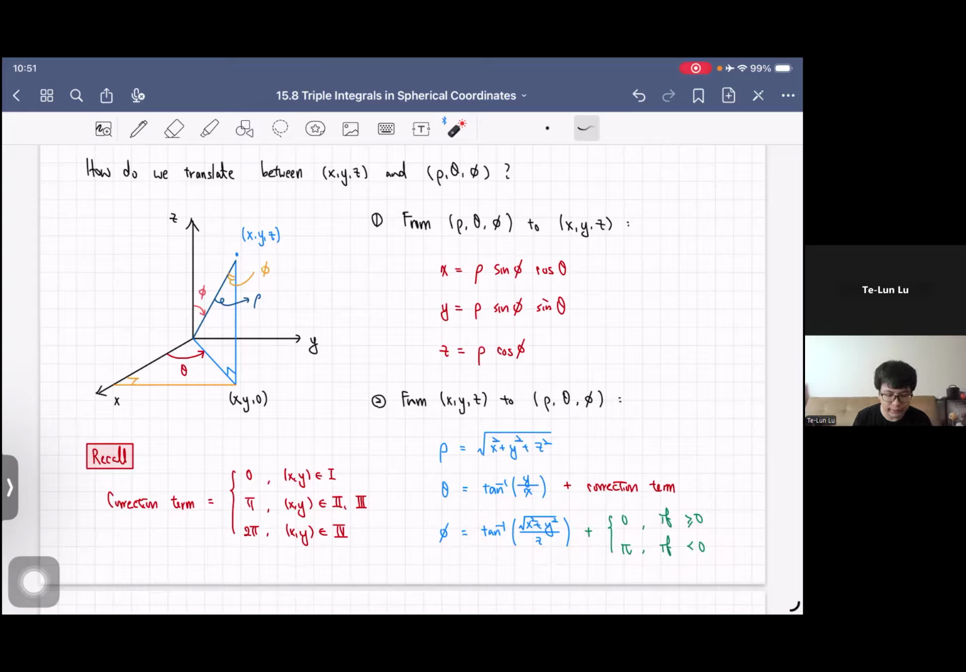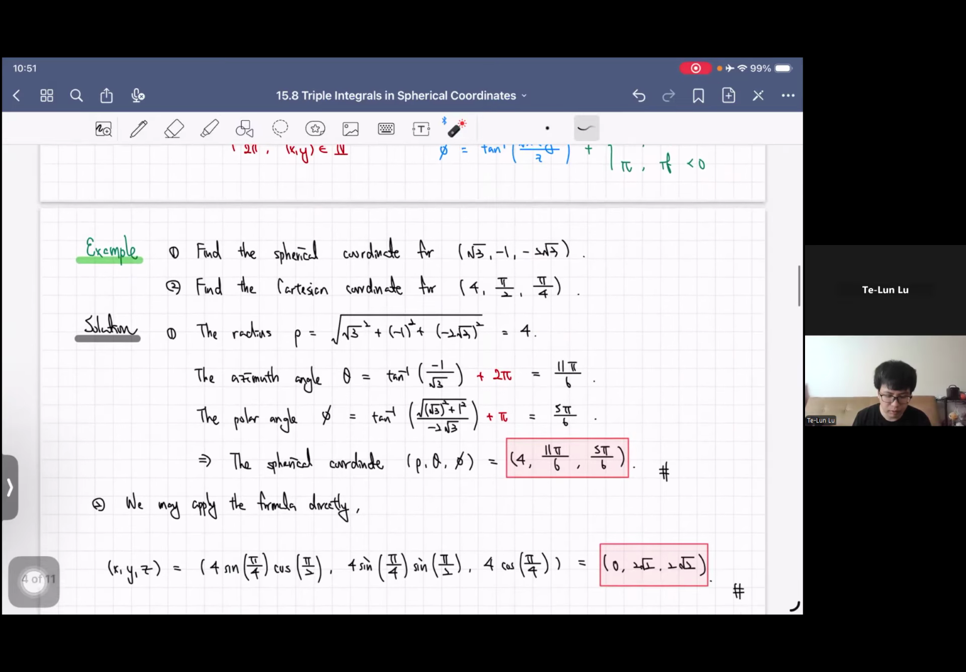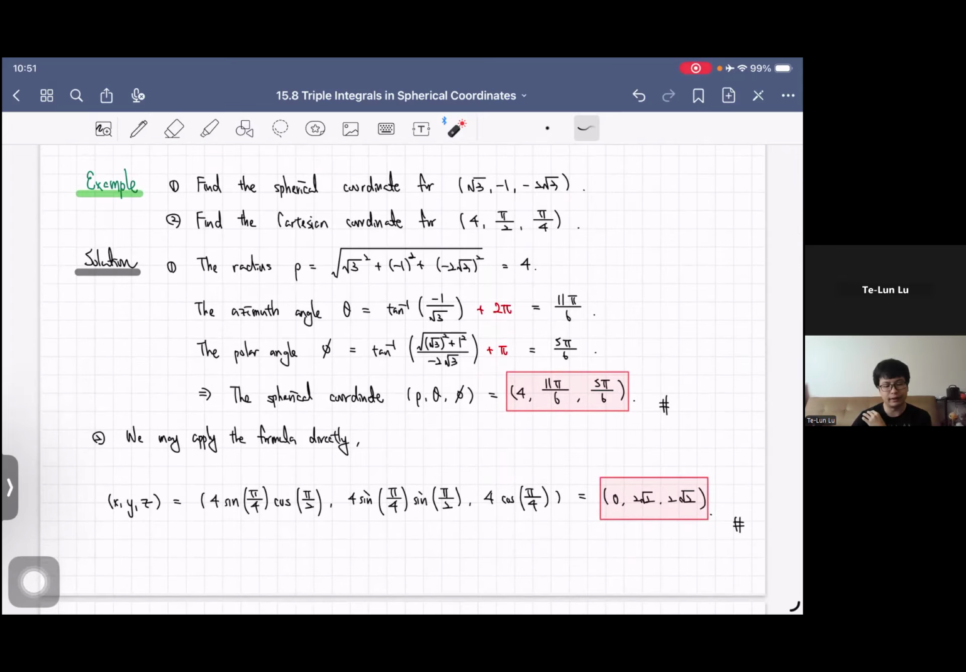Okay, now let us try some examples. First of all, let's find the spherical coordinates of root 3, minus 1, minus 2 root 3 over 2. Basically the radius is again taking x squared plus y squared plus z squared. And after some calculation, you get 3 plus 1 plus 12, and that'll be 16. So you get 4.